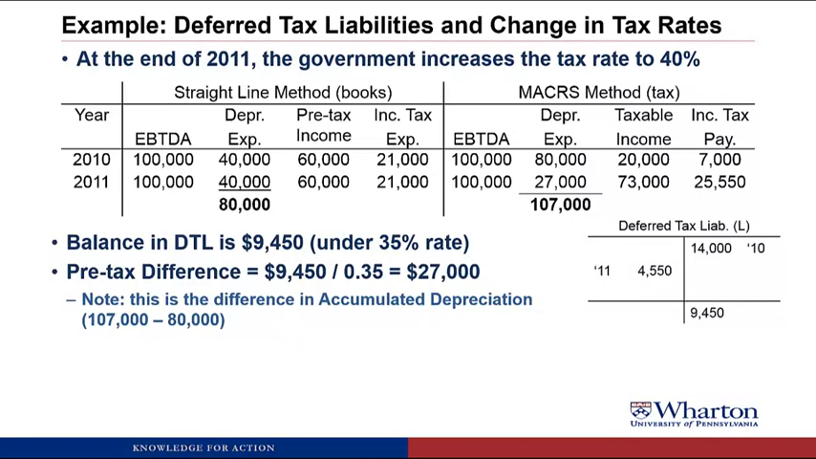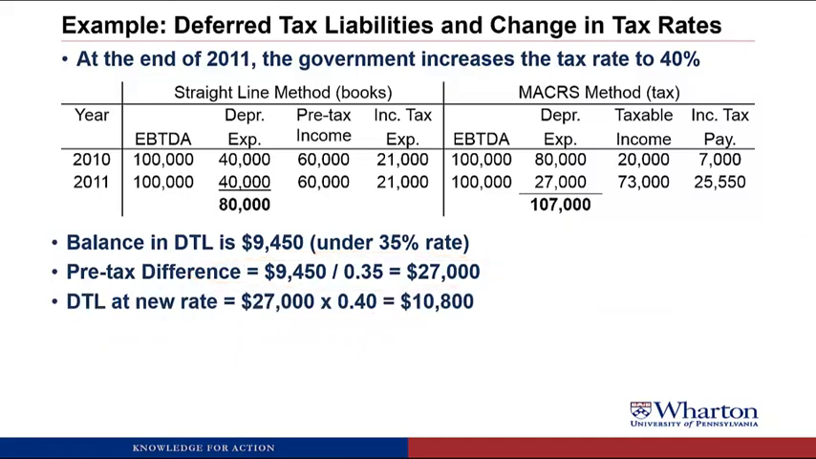Where does that pre-tax difference come from? If you look at accumulated depreciation on the books, it's $80,000. If you look at accumulated depreciation on the tax return, it's $107,000. The difference between those two is $27,000. So either you can look at the difference between the accumulated depreciations, or what's usually easier is just take the deferred tax liability, divide it by the old tax rate, 35%, to figure out the pre-tax difference.